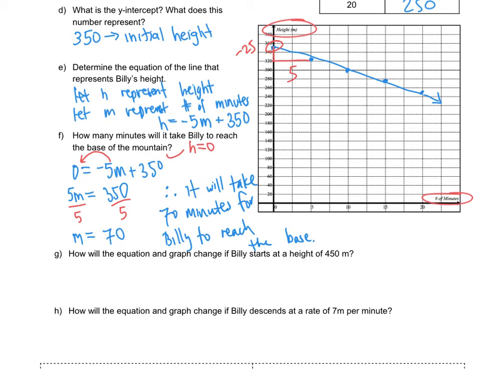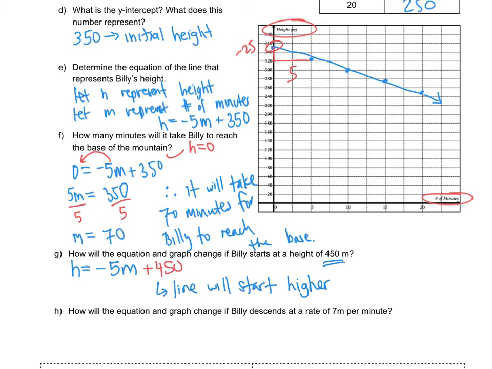All right, let's look at some examples where we're changing our equation and graph. So how will the equation and graph change if Billy starts at a height of 450? He originally started at 350, so we are changing the y-intercept here. The new equation will be h equals negative 5m, but instead of 350, we'll have 450, which means the line will start higher, because the y-intercept is larger.